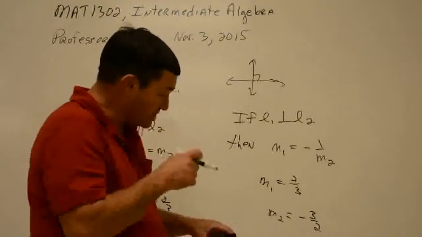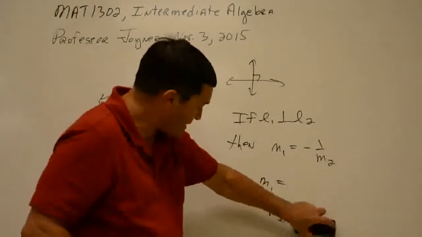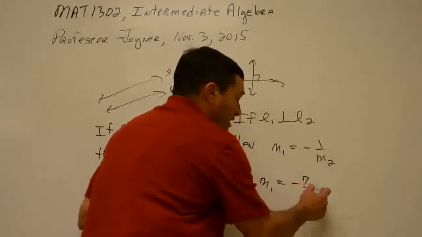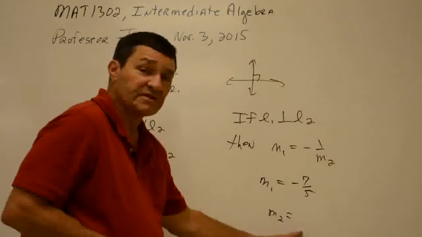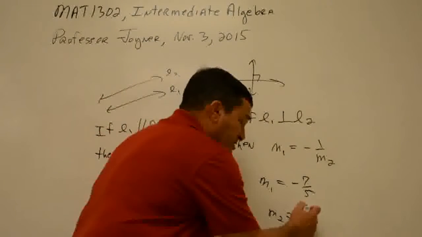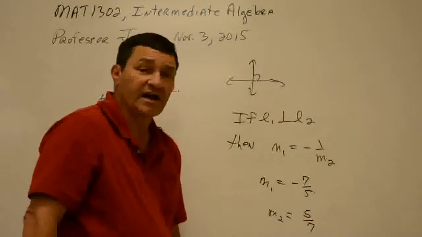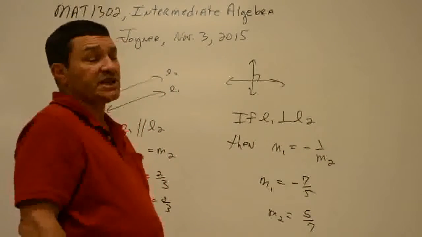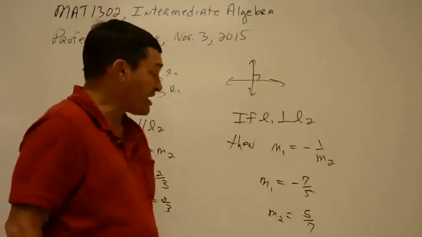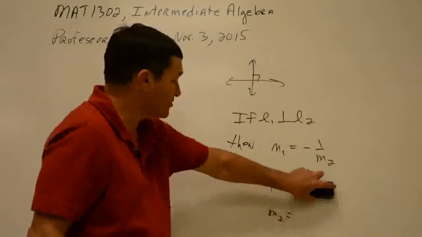Let me do another one or two. What if the slope of one is negative 7/5? What would the slope of a line that's perpendicular to that be? Flip it upside down and change the sign, and it would be positive 5/7. So it's effortless. It doesn't take any effort at all, as long as you know the relationship. Let me show you another one or two.